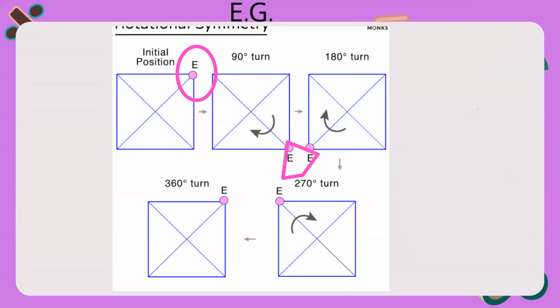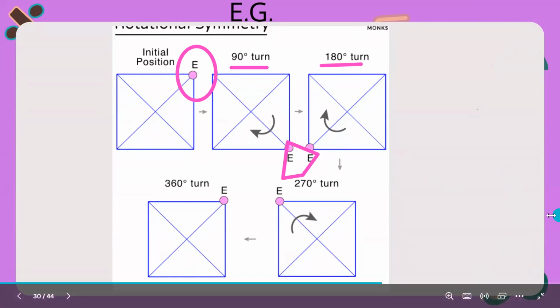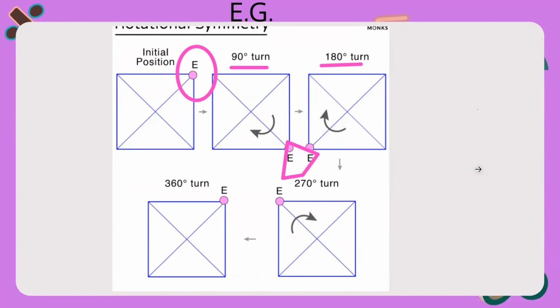And then the second turn is 90. Then actually this one is like this. This one is the 9 times table: 9 times 1 is 9, 9 times 2 is 18, so 180. And then the next one is 270, and the last one is 360.